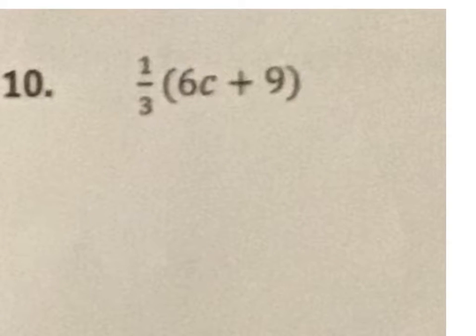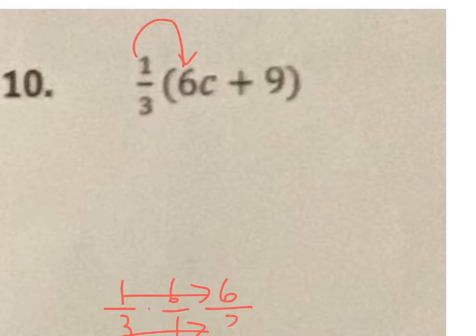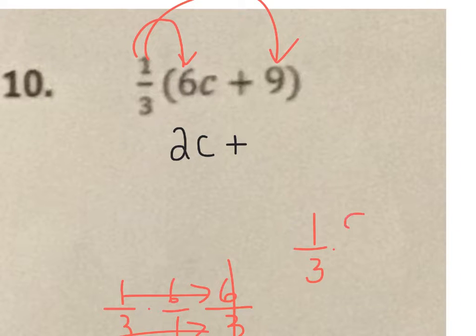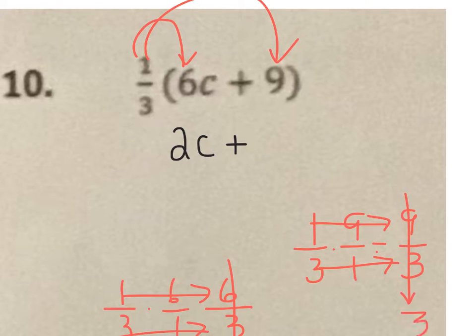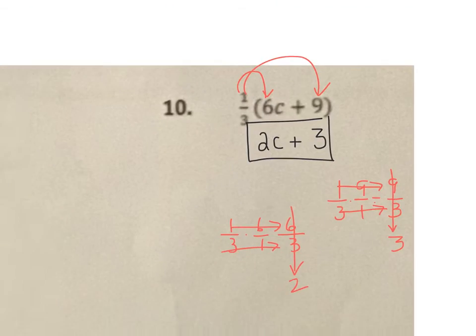Okay. 1/3 times 6. 1/3 times 6 over 1. That's going to give me 6 over 3. 6 divided by 3 is 2. So that's going to give me 2c. Bring down the plus. 1/3 times 9, 1/3 times 9 over 1. That's going to be 9 over 3. 9 divided by 3 is 3. So this will be a 3. Final simplified expression.